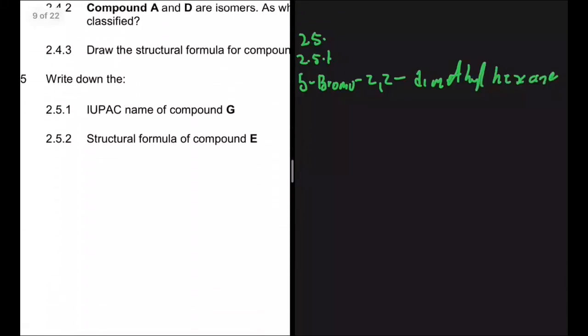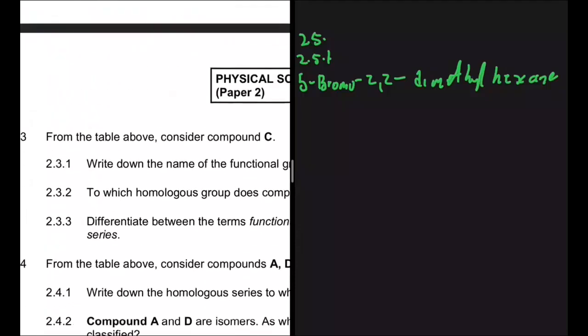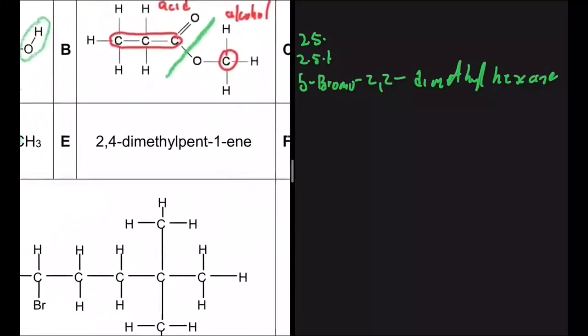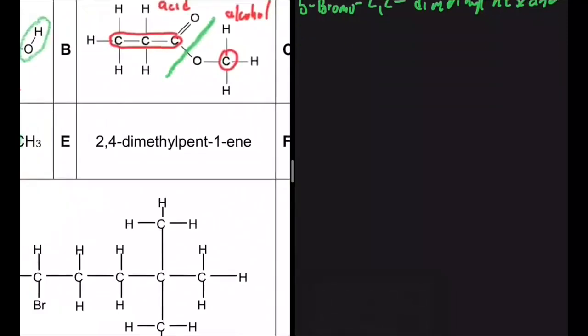The last question: structural formula of compound E. Let's go ahead and look at compound E. So compound E, we have 2,4-dimethylpent-1-ene. So pent, 5 carbons, 1, 2, 3, 4, 5. And then we have a double bond on the first carbon. We can tell from this pent-1-ene. So there we go, we have a double bond. And then on the second carbon, we have a branch with 1 carbon. And then on the fourth carbon, we also have another branch with 1 carbon.